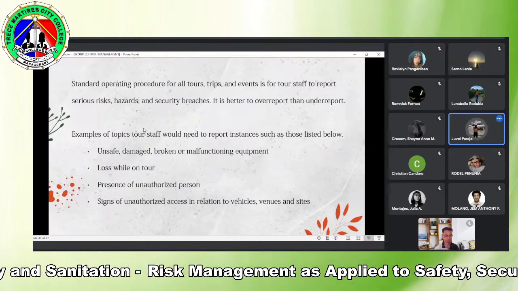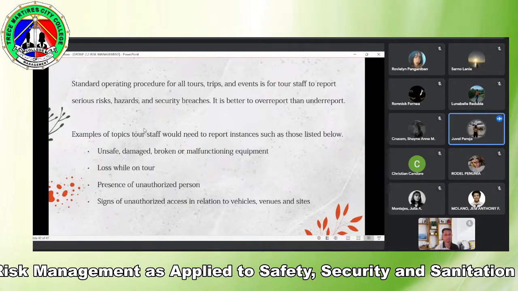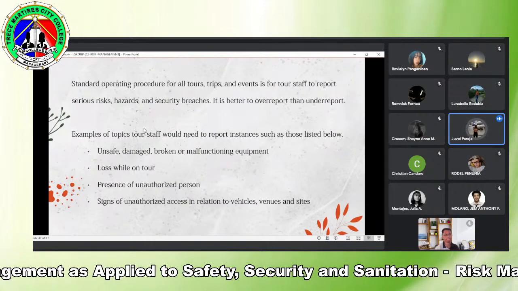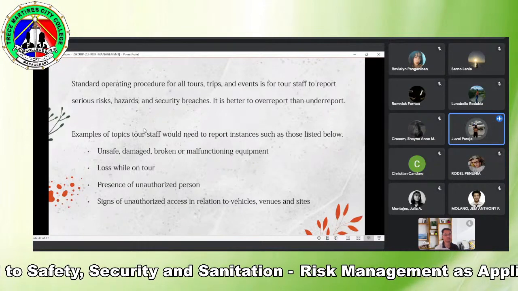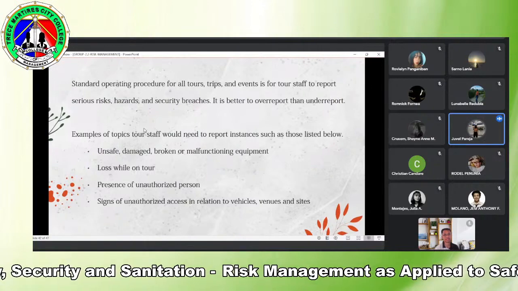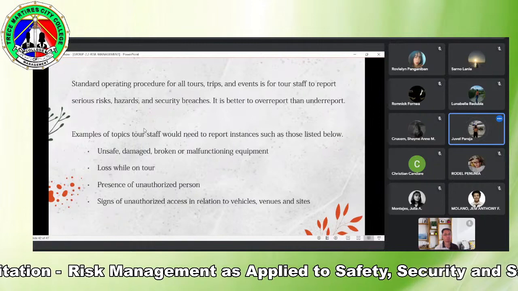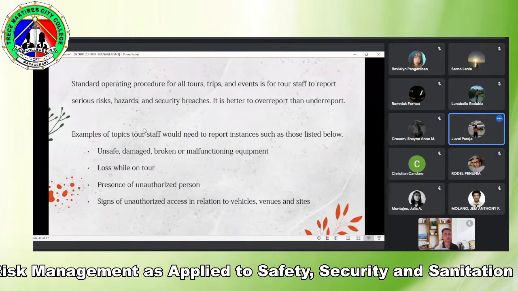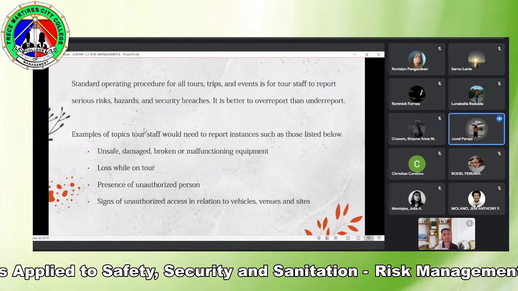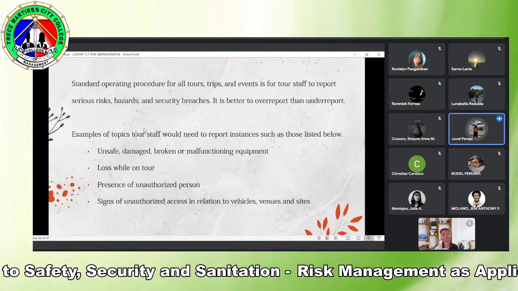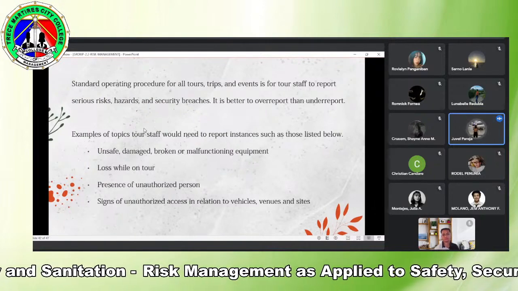Halimbawa po dito is sa isang factory may machine na nasira or hindi na gumagana at hindi ligtas gamitin pero ginamit mo. May possible na mapahamak ka na dapat ay nire-report mo para ma-repair or maayos ito bago gamitin. Kasi po may possible na sumabog ito or magmula ng mas malaking problema. Loss while on tour. Isang halimbawa na po dito is yung field trip. Habang nagtutour ka is may napansin ka na isang bata na nawawala, instead na magpanic is nag-report ka para matulungan ka ng rescue or ng ibang tao.